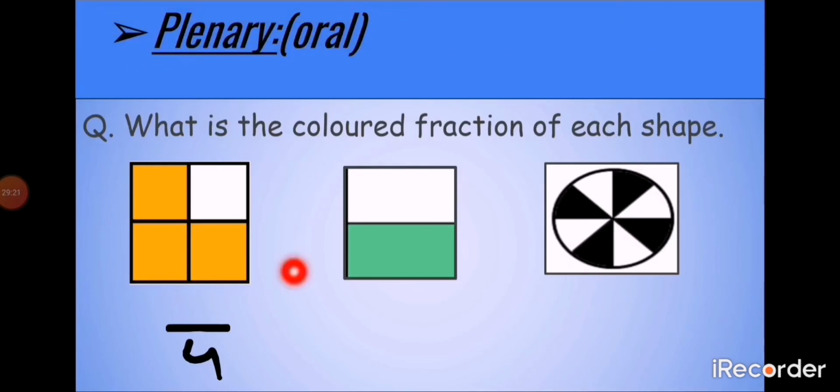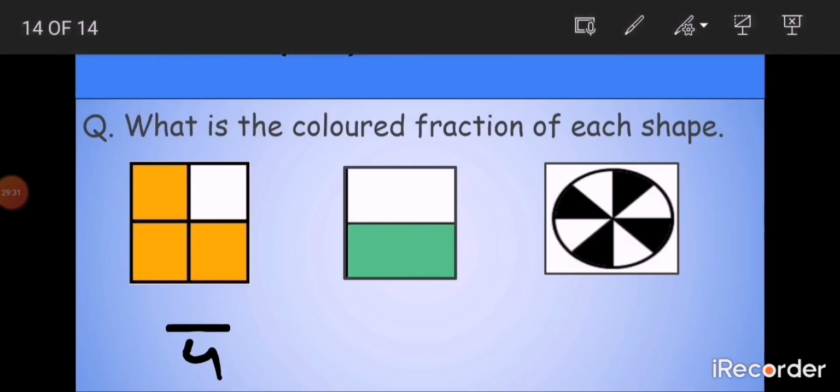Remember, in a fraction, you always write the total parts first, that is below the line. Then you will find out the upper numerator. The down one is the denominator. So now count the colored parts. 1, 2, 3. There are 3 colored parts here. So the colored fraction is 3 by 4.